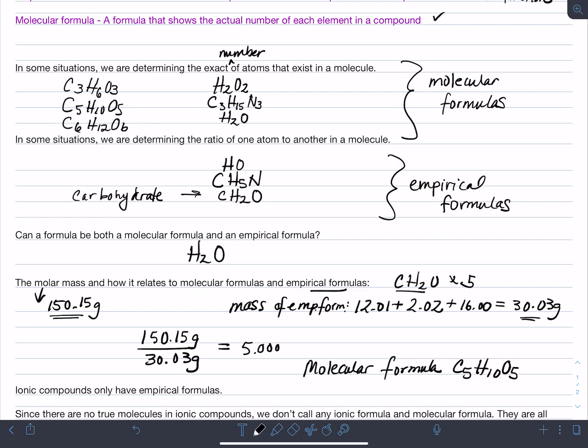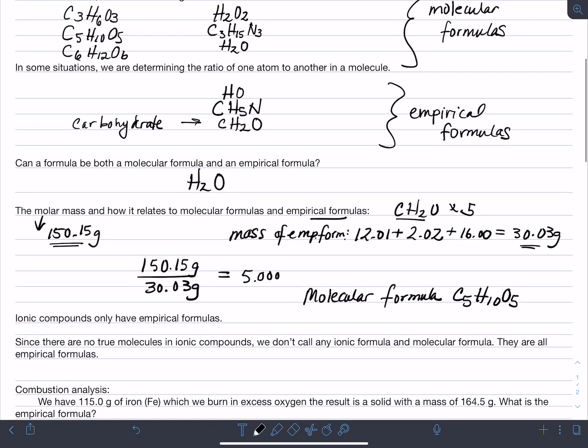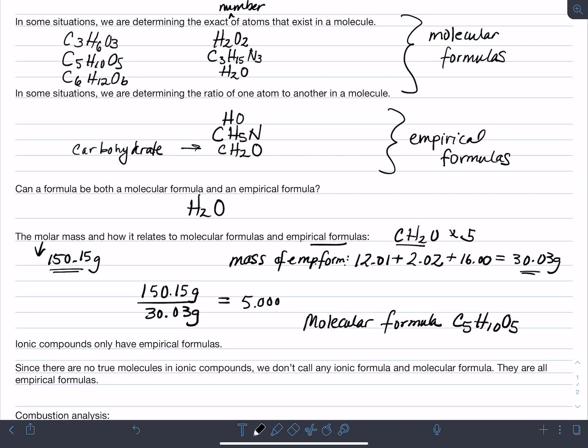Now, it turns out that ionic compounds only have empirical formulas. The reason for this is that ionic compounds don't actually form molecules. The nature of attraction between atoms in an ionic compound is due to the charges that the atoms have themselves, and not that there are molecules that have been formed by physical bonds between the atoms. Remember, it's an electrostatic charge that holds those things together, the pluses and minuses hold it all together in a big group, but it's not that there are individual molecules formed in ionic compounds.